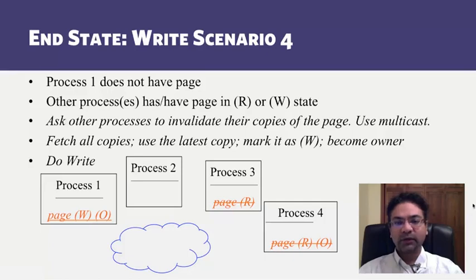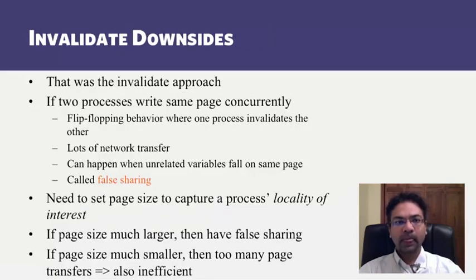Other processes 3 and 4 in this case invalidate their copies of the page, so they can't use that copy anymore. They need to fetch a copy from the latest owner. So even though the slide here says fetch all copies, you really don't need to fetch all copies. You just need to send out a multicast and have only the owner respond back to you with the latest version of the page. So that is known as the invalidate approach, where when you do a write and other processes have a copy of the page, you ask them to invalidate their copies of the page.